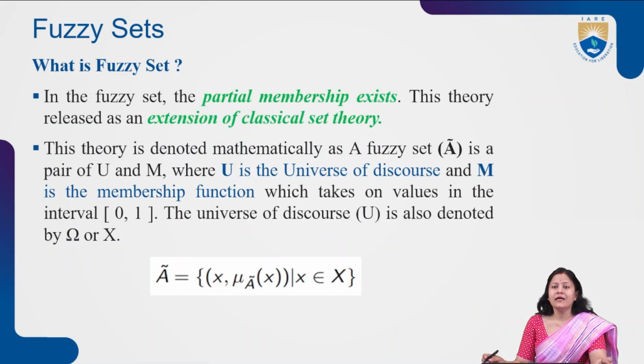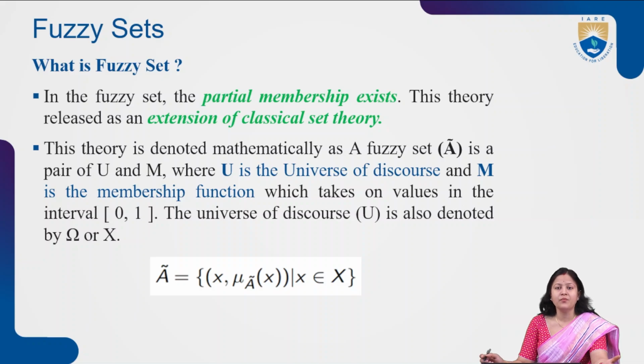Then what is a fuzzy set? In the fuzzy set, partial membership exists. Partial membership means the degree of truthness varies between 0 and 1. So this theory was released as an extension of the classical crisp set theory. Now we will see how mathematically we can represent the fuzzy set.